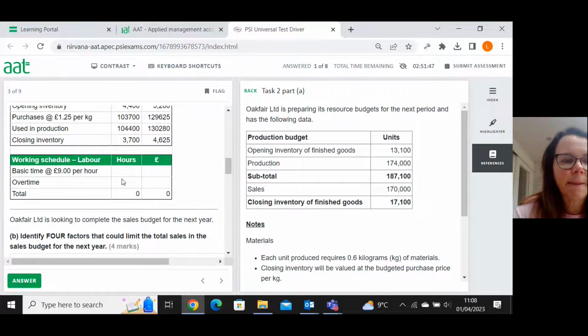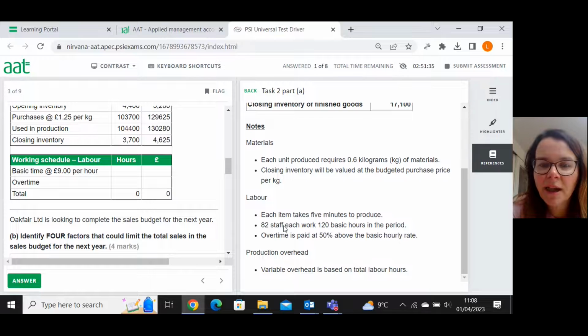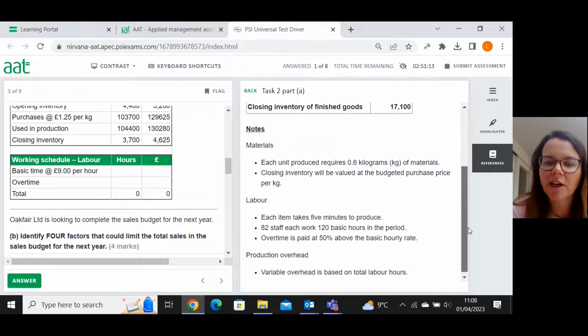For the labour, the key here is to start by working out the total hours. So the total hours I'm going to need for labour, let's get the labour information. So 5 minutes, I'm in hours, so I would start by doing 5 divided by 60 to convert that to hours, and then multiply it by the 174,000 units that I'm making. So from there, I calculate that I need 14,500 hours altogether.